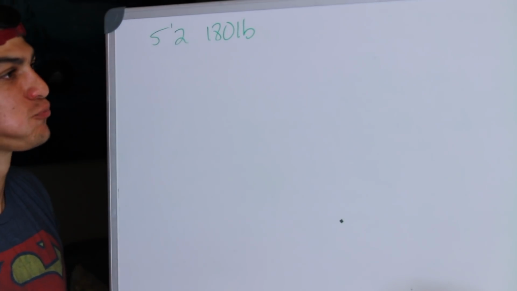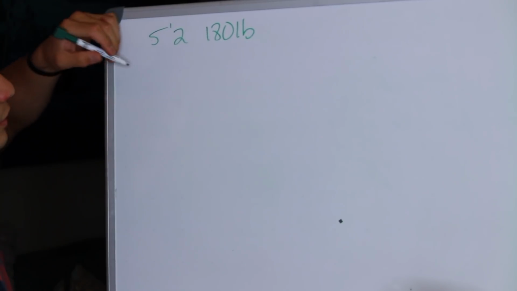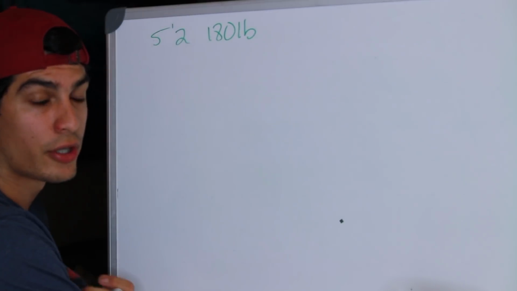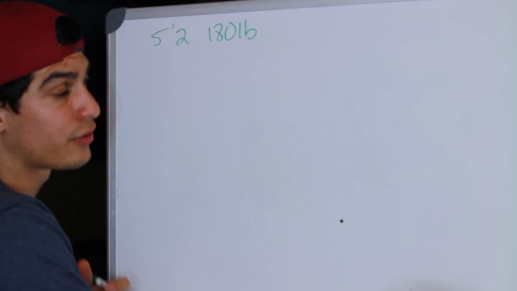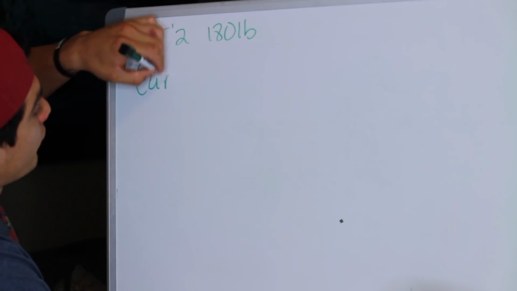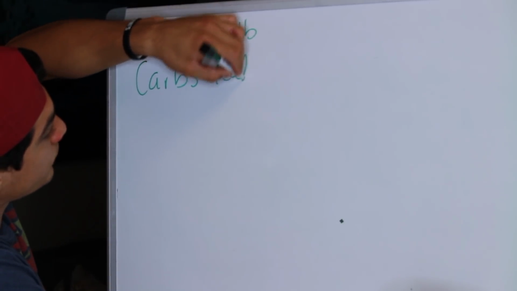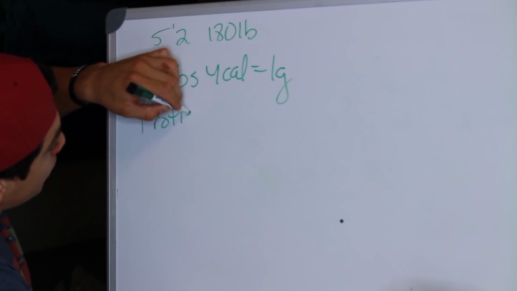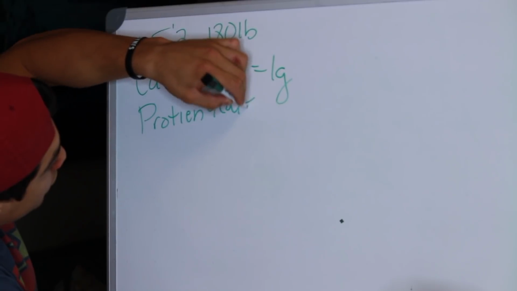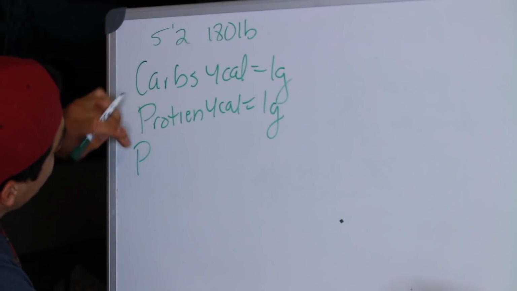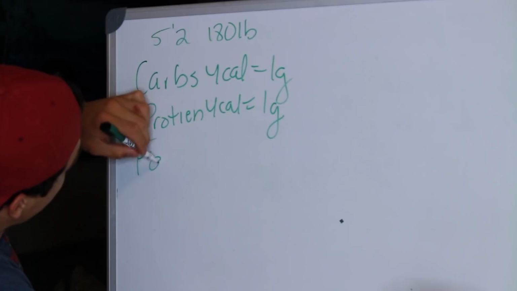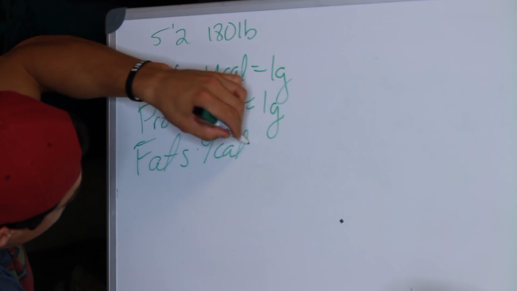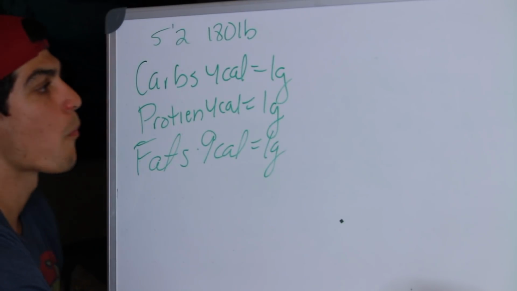Great. We're gonna go over some conversion factors. You need these to be able to convert from grams to calories, calories to grams, right? So say we have carbs: there's 4 calories per 1 gram. Protein, same thing: protein is equal to 4 calories per 1 gram. And then we have fats, which is 9 calories for 1 gram.